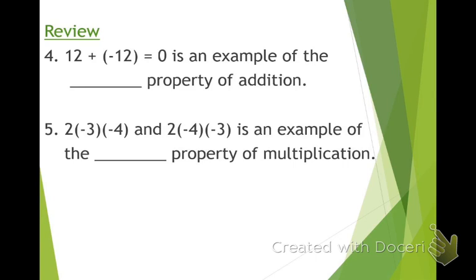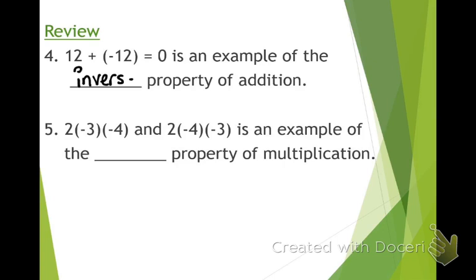Next up, associative. What's the key word for that? Grouping. Did I change the grouping of my numbers here? No. Nope. I didn't change the grouping, okay? Next up, inverse means opposites. Are these numbers opposites of each other? Yes. Yes, they are. 12 and negative 12 are opposites. A number and its opposite always equals what? 0. Therefore, we know this is an example of which property? Inverse. The inverse property, okay?